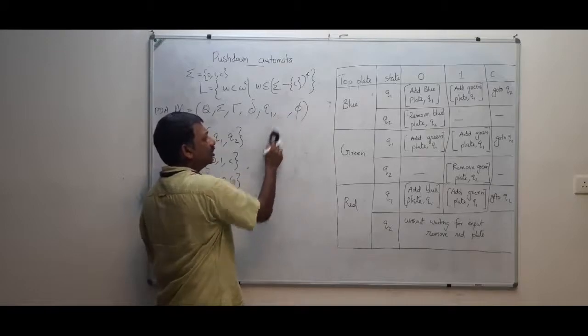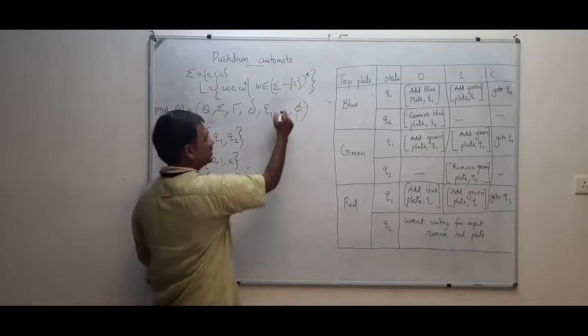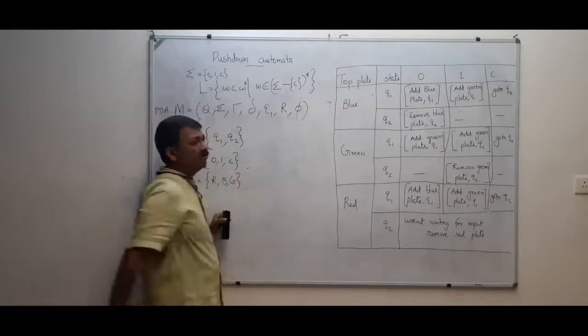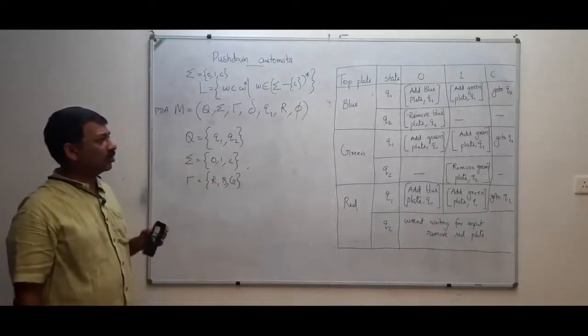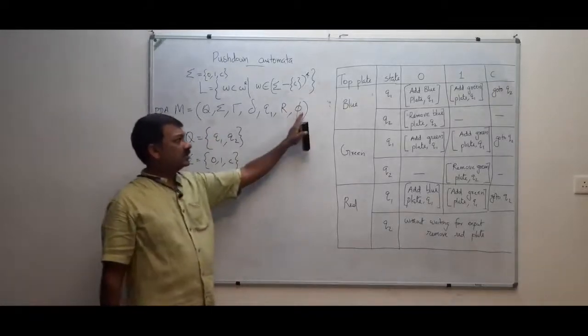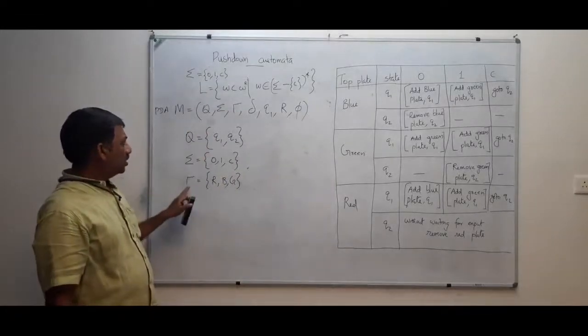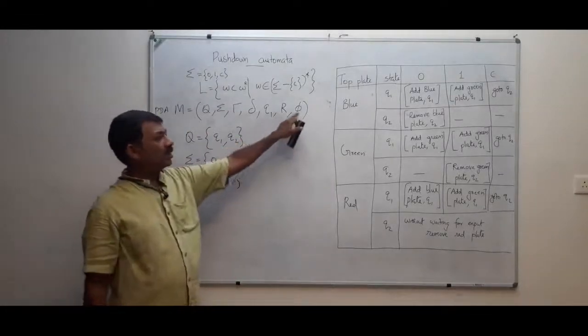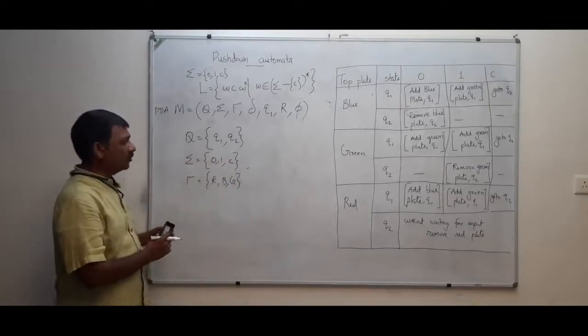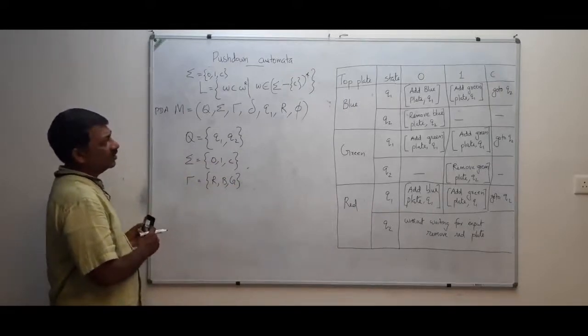That means bottom of stack marker, and in this case we have used red as the bottom of the stack. Red is at the bottom of the stack, and this is accepting by emptying the stack. So sigma, q1, red, and this one. That means now I am going to define the transitions for this delta.